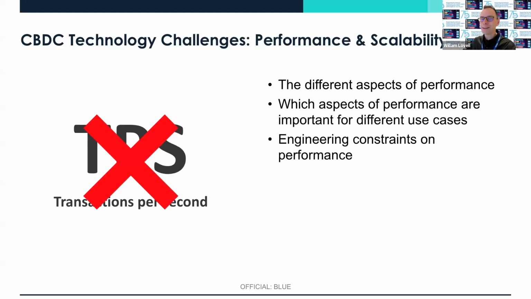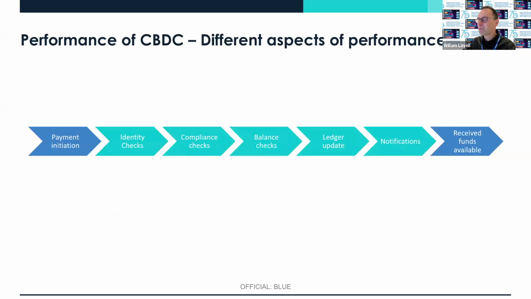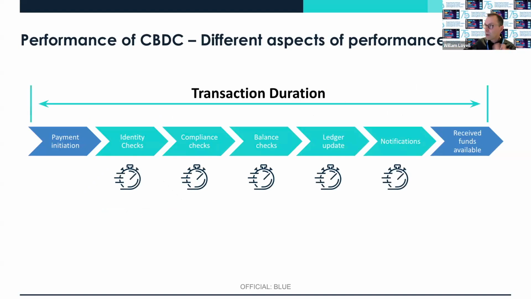So this is the place where I'm really going to see if my animations and slide builds are working properly. But here we go. So this shows a typical process from payment initiation to somebody receiving funds. You have to check identity to make sure people are who they say they are. You have to do compliance checks to make sure there's no sanctions. You have to do balance checks to make sure people have got the money to complete the transaction. You then need to make ledger updates and then notify everybody that that transaction has happened. And each one of those things takes some time. Some of them you can do in parallel, some of them less so.